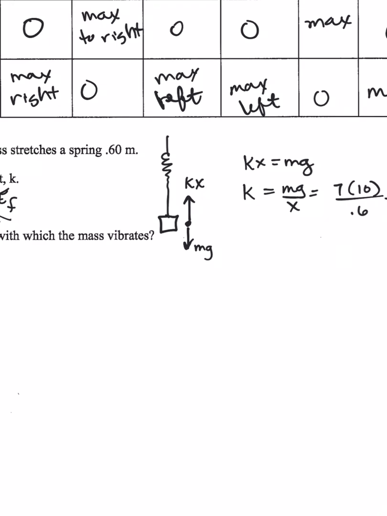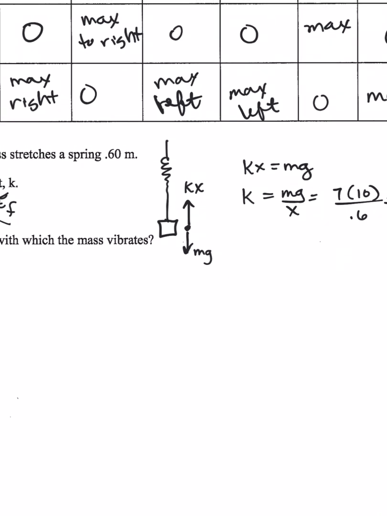Okay, so what would that be? What is mg? What are the units for mg? Kilograms times meters per second squared, newtons. mg is force, which is newtons, and then x is what? So this would be newtons per meter. Okay, so we've got the spring constant.